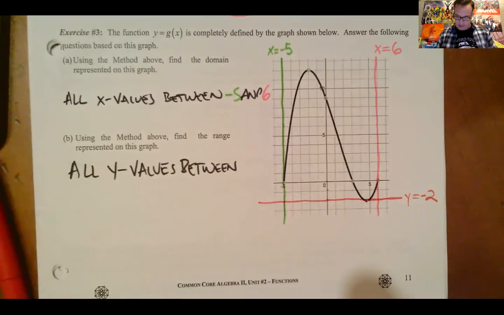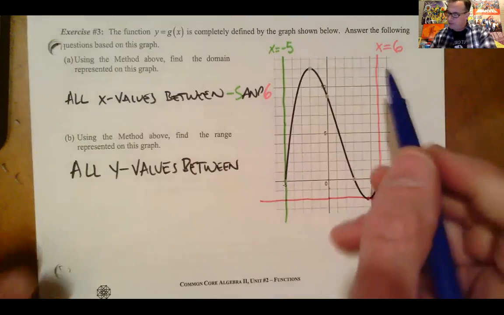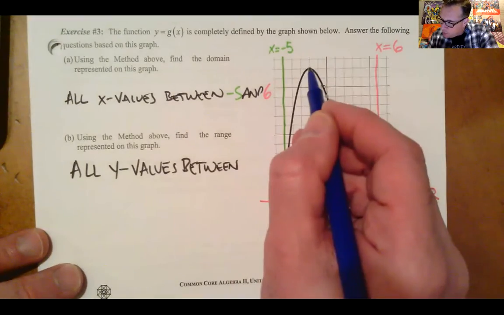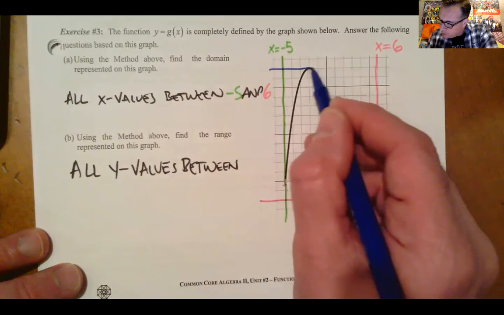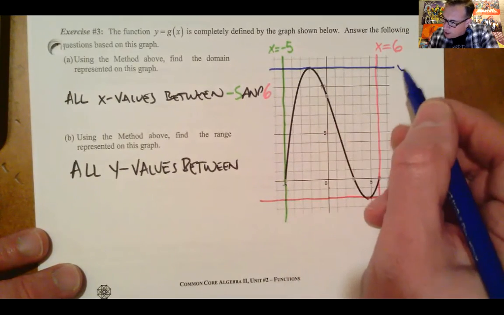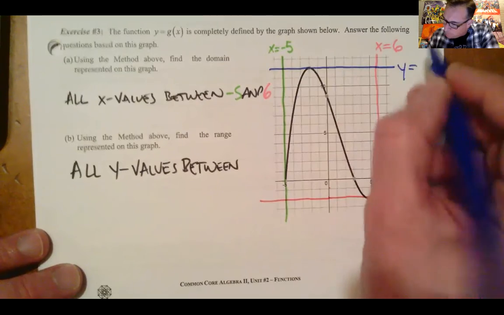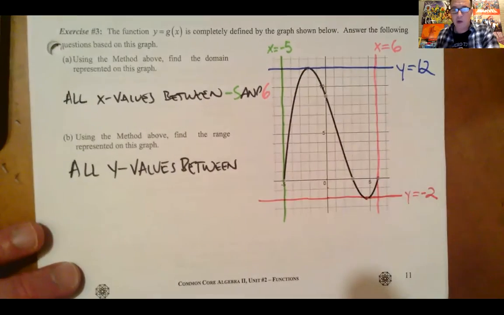Now, if I'm going to do the ceiling, we have to come from the top here and see that this is the highest point that I have. So I'm going to draw this line all the way across and all the way across here. And this is at y is equal to, all right, 0, 5, 10, 11, 12. y is equal to 12.